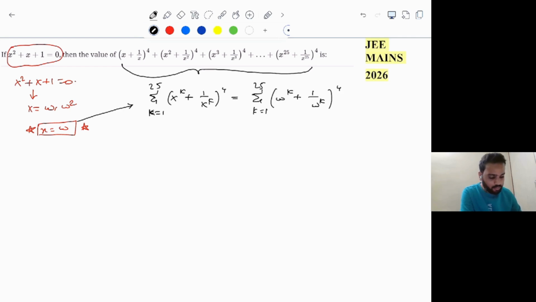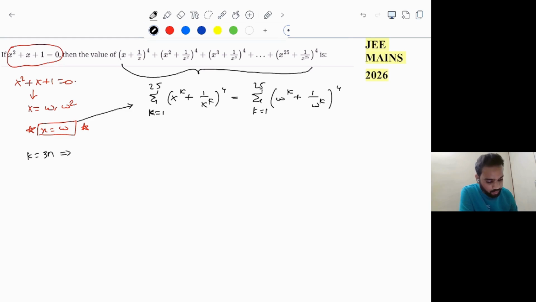Okay. Now let's try to understand here. So when you expand the sigma here, k is equals to 1 to 25, we get two different types of terms. That is, either k will be a multiple of 3 or k will be not a multiple of 3. So let's see what happens if k is a multiple of 3. For example, k is equal to 3n. So it's a multiple of 3, right?